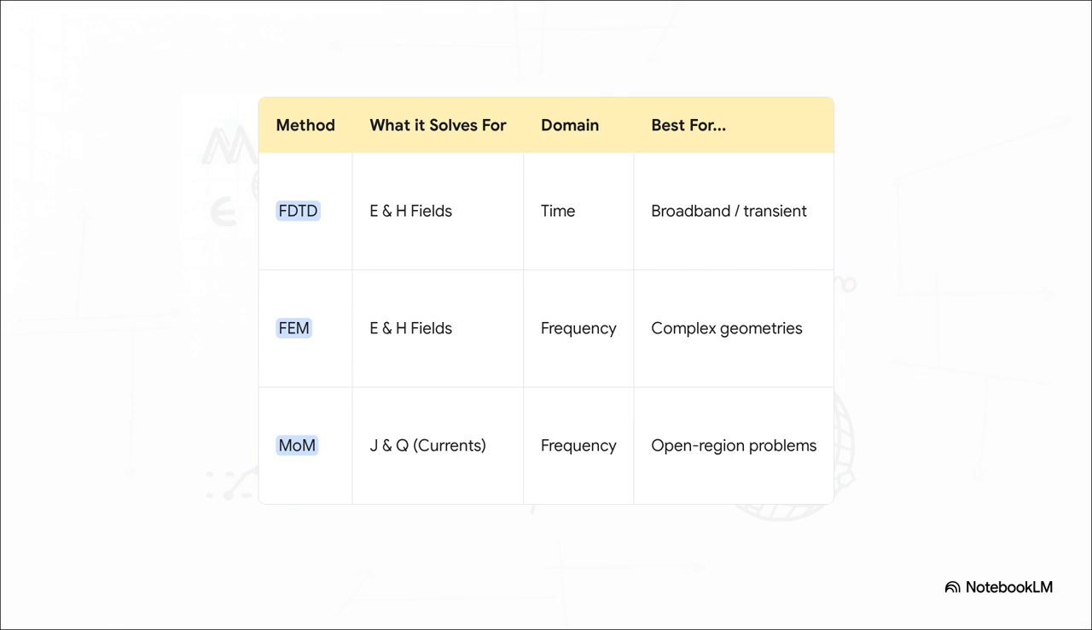FDTD is your go-to when you need to see how a whole range of frequencies behaves over time. Think about something like a lightning strike hitting an airplane. FEM is the absolute champion for complex, enclosed things with lots of different materials inside, like simulating what's happening inside an MRI machine. And MoM? Well, that's the most efficient choice for open problems, like figuring out the exact radiation pattern from a satellite dish that's beaming signals out into deep space. You don't have to model all of space, just the dish.